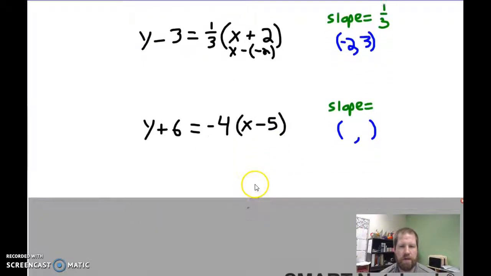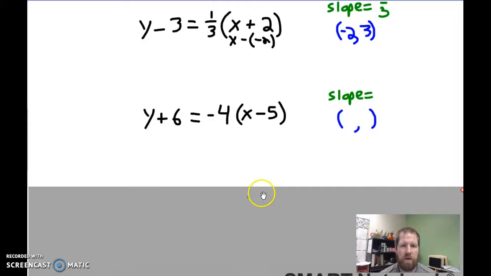One more let's look at, and then I think you'll be ready to go on. So once again, this is my point-slope form. Start with my slope. My slope is negative 4. Remember, your slope, you don't have to change the sign on. If your slope is negative, it's negative. If it's positive, it's positive. You must change the sign on your x and your y. I have x minus 5, so my x value for my point is going to be a positive 5. I have y plus 6, so my value for my y is going to be negative 6.